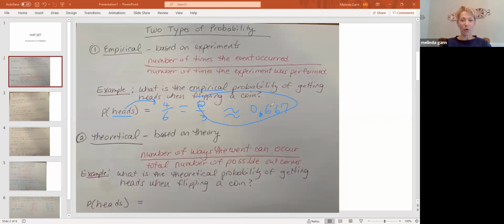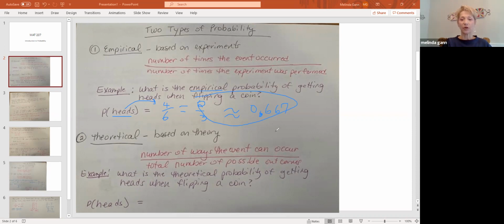Okay, so one of the problems with empirical probability, it moves around on you, because it's based on experiments. Now the other way to get probability is theoretical, and it's based on theory. So look at the difference in this formula and this one. The top number here is the number of ways the event can occur, so possibility. And the denominator is the total number of possible outcomes.